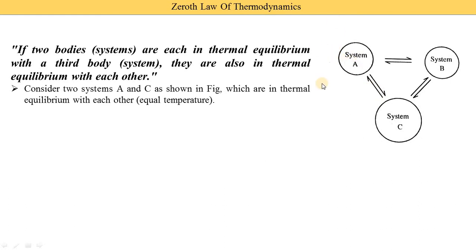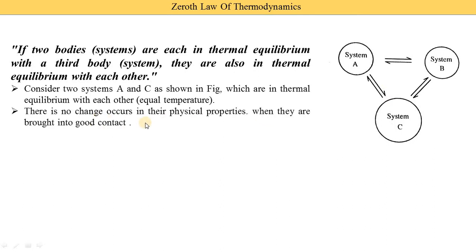Suppose we consider that A has a temperature of 50 degrees, and C has a temperature of 50 degrees. So we consider that both systems are in thermal equilibrium because they have the same temperature. So there is no change in their physical properties when they are brought into good contact. Meaning when we make contact between body A and body C, there is no change in their physical properties. The physical property is as it is.